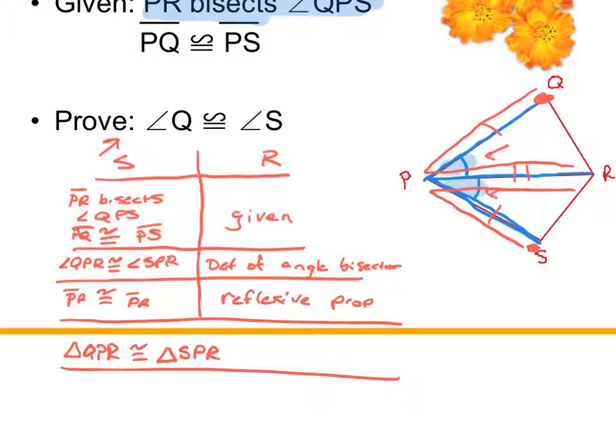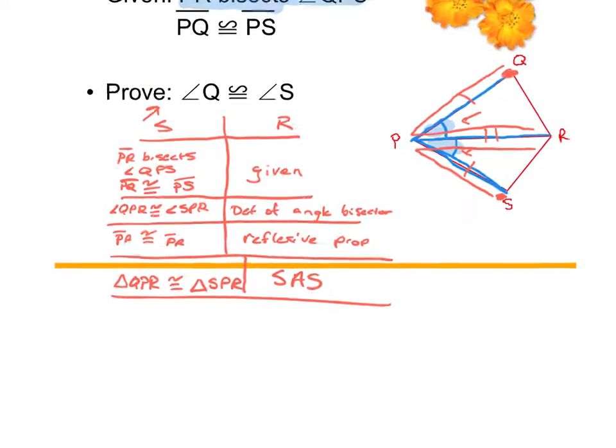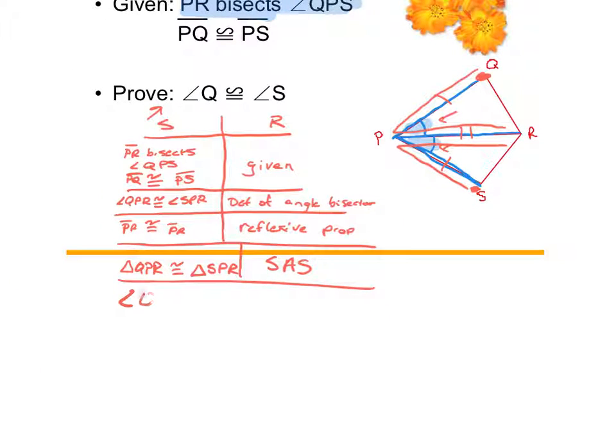And why did we say those two triangles were congruent? SAS. So now we know that the two triangles are congruent. It should be an easy thing to say that angle Q is congruent to angle S, because all we're doing now is we know they're exactly the same. So this angle up here must be the same as here.